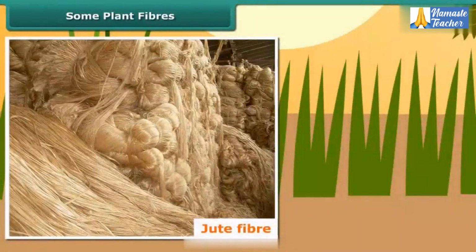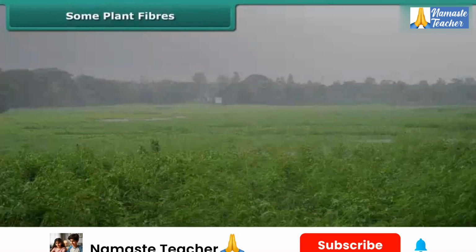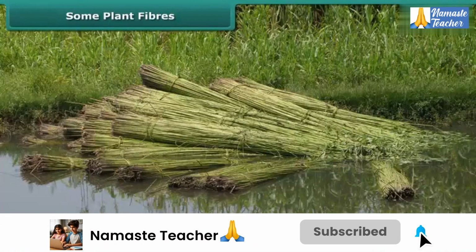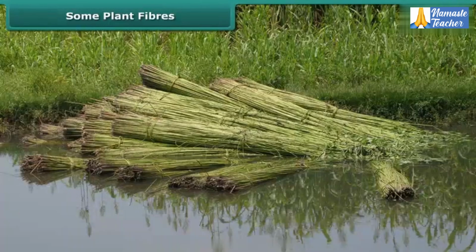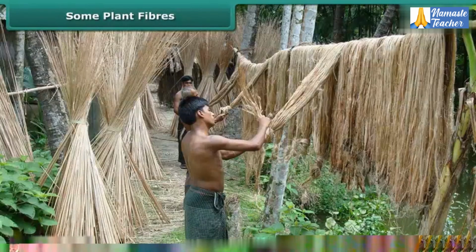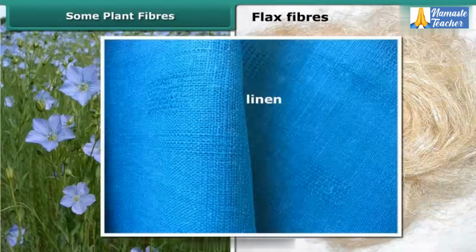Jute fiber is obtained from the stem of the jute plant. It is cultivated during the rainy season. The stems of harvested plants are immersed in water for a few days. Then the stems rot and fibers are separated by hand. Flax fibers are also obtained from the stems of the plant and are used mainly to make linen.